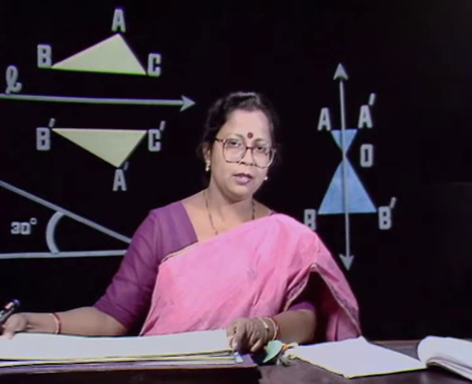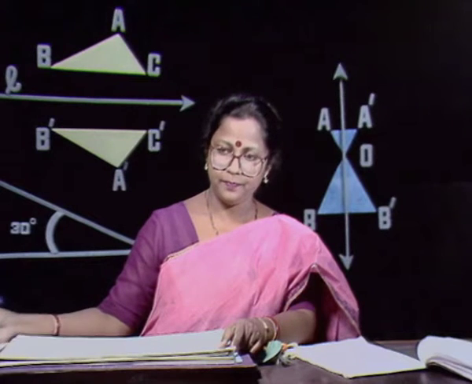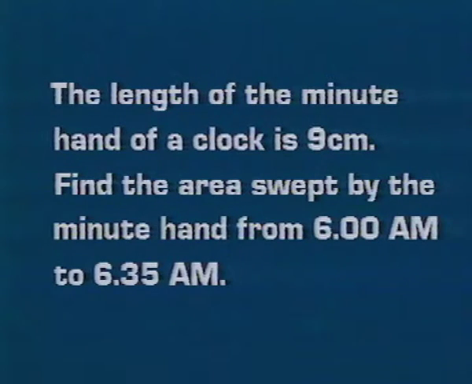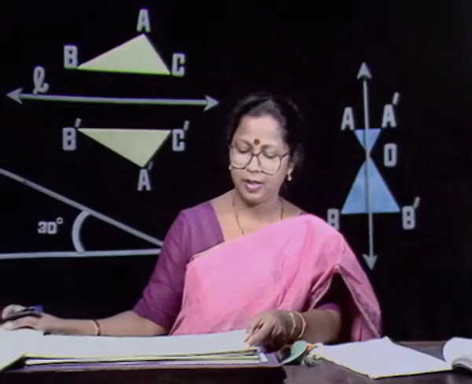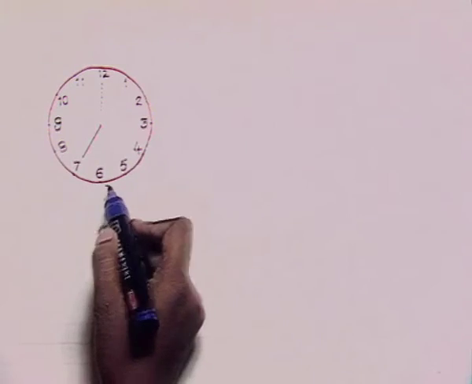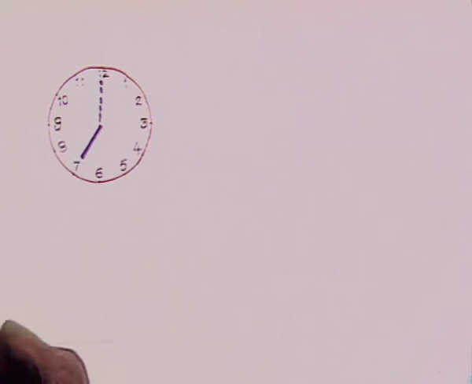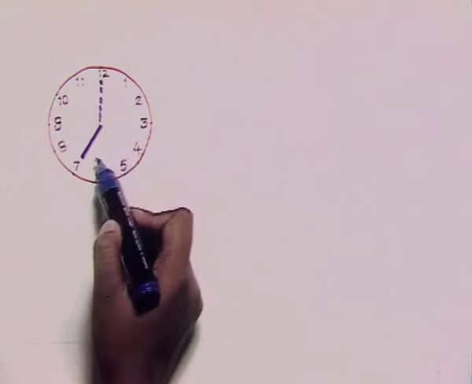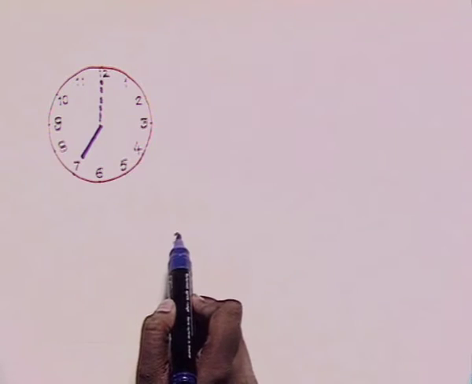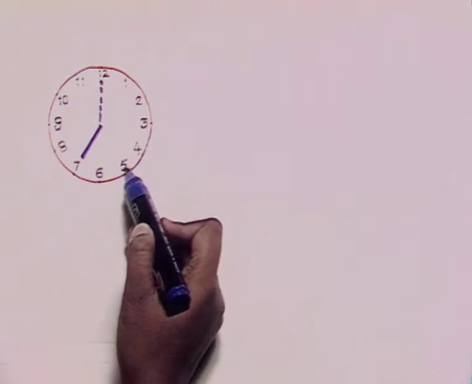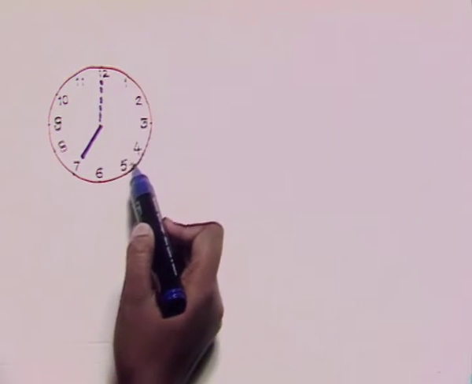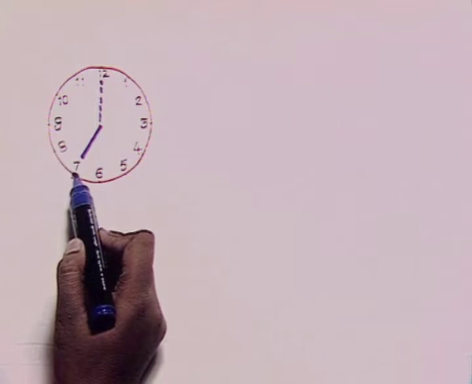Let us again see how we can use this result. See the problem. The length of the minute hand of a clock is 9 centimeter. Find the area swept by the minute hand if it moves from 6 a.m. to 6:35 a.m. Now, here is the clock, and suppose this is the minute hand of the clock. The minute hand starts moving from here. At 6 o'clock the minute hand will be at 12, and at 6:35 the minute hand has moved from this, it has swept this area and reached here at 7.